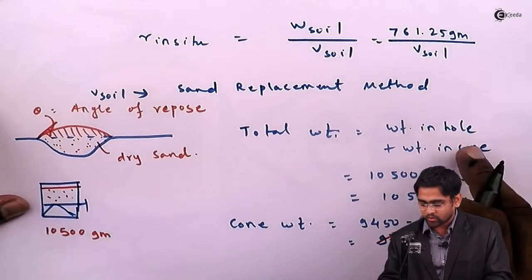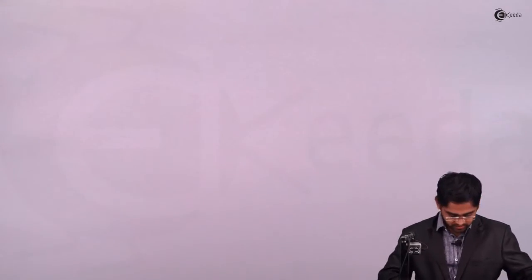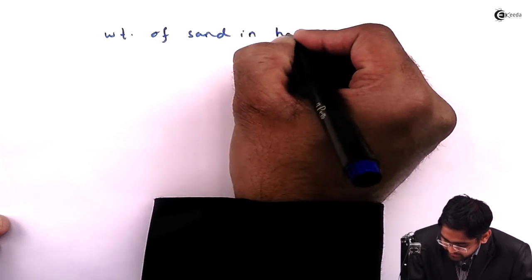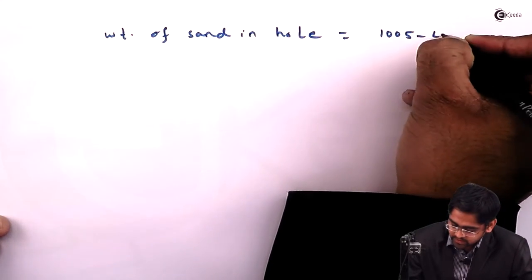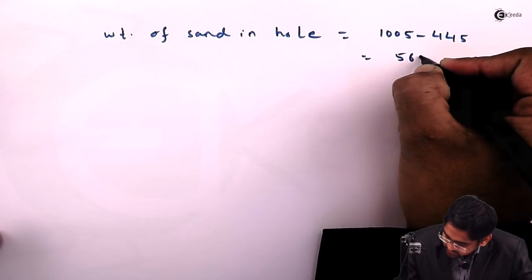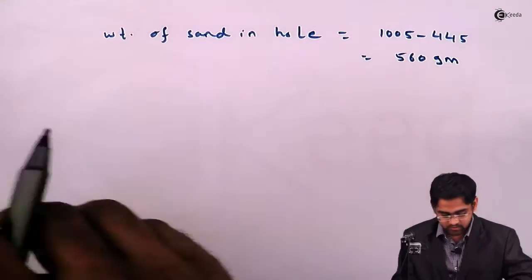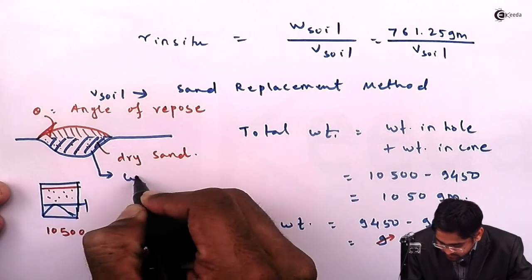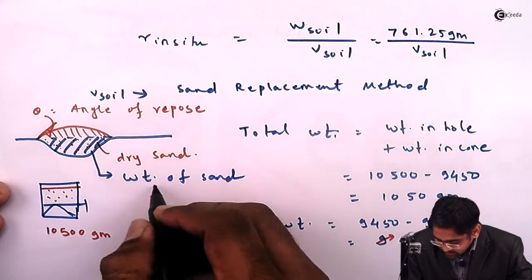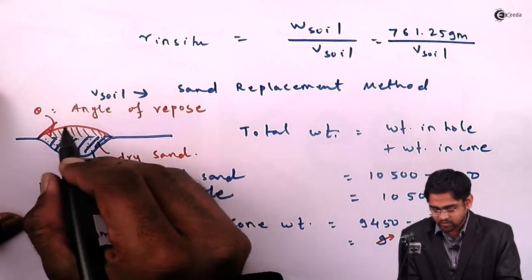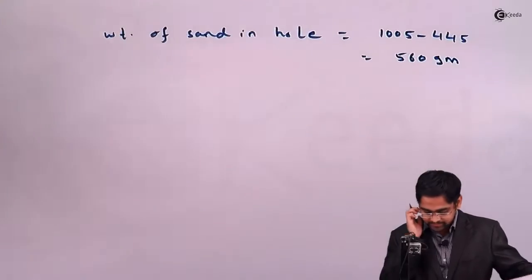So the weight of the sand in the hole will be this total weight minus the cone weight. Therefore, the weight of sand in the hole will be 1,005 minus 445 grams. So it becomes 560 grams. This is the true weight of the sand, only in the hole. The cone weight has been deducted from the total weight, so it gives you this weight.